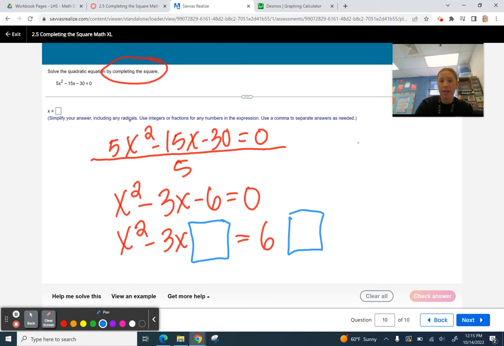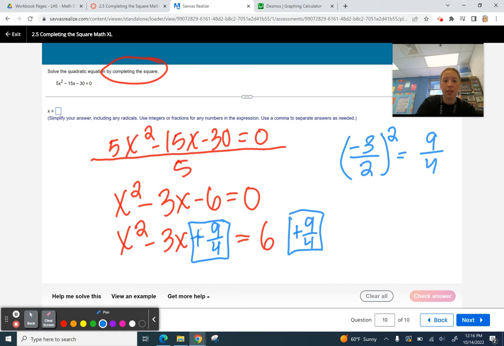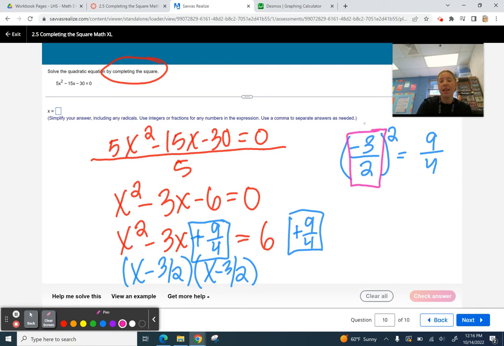My b term this time is negative 3. Negative 3 divided by 2 squared is 9 fourths. I'm going to add 9 fourths to both sides. Oh, I meant to get a calculator. Oh, I have decimals pulled up. That lets me factor my left-hand side as x minus 3 halves times x minus 3 halves. Remember where I'm getting that 3/2 from, right here. And then I just need to add 6 plus 9/4.